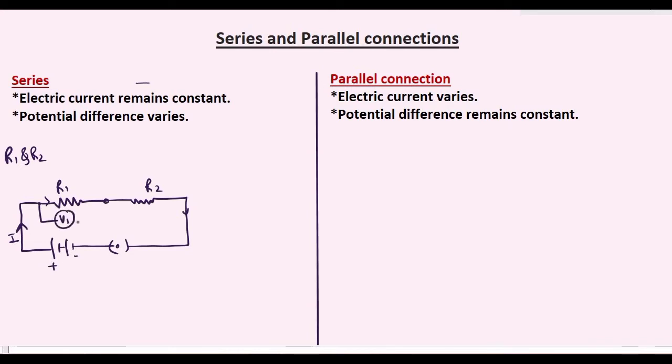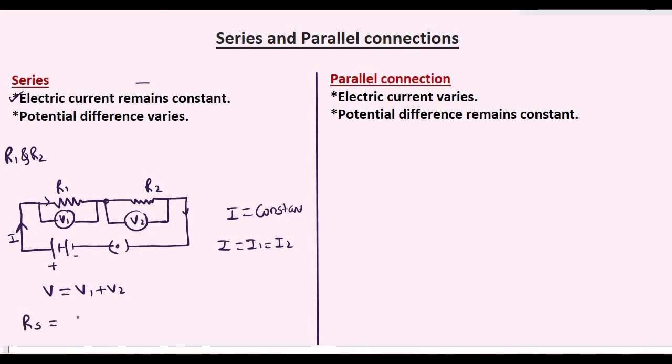In this circuit, across R1 we have potential difference V1, and across R2 we have potential difference V2, and these potential differences are measured with the help of a voltmeter. We know that in a series the electric current remains constant, that is, the current across R1 and R2 is constant, I is equal to I1 is equal to I2, but the potential difference varies, that is, V is not equal to V1 is not equal to V2. V is equal to what? V1 plus V2.